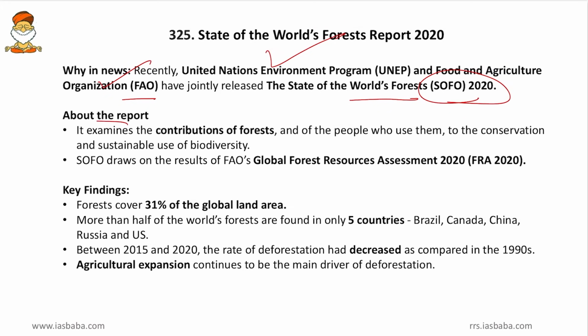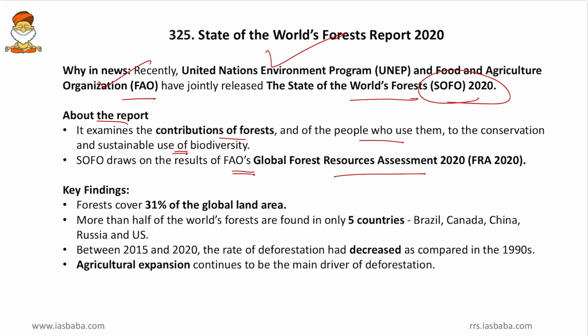Then about the report, it examines the contributions of forests and of the people who use them to the conservation and sustainable use of biodiversity. So what are the contributions the forests and the users make for the sustainable use of this biodiversity? This is what the SOFO speaks of. Then SOFO draws on the results of FAO's Global Forest Resources Assessment 2020. So this Global Forest Resources Assessment Report will provide the basic database for the SOFO.